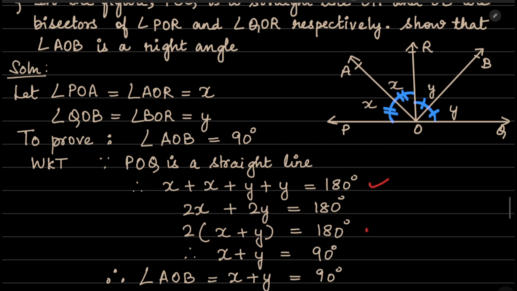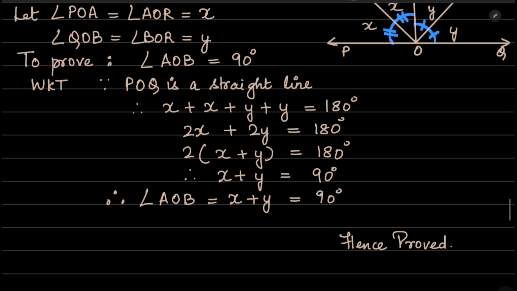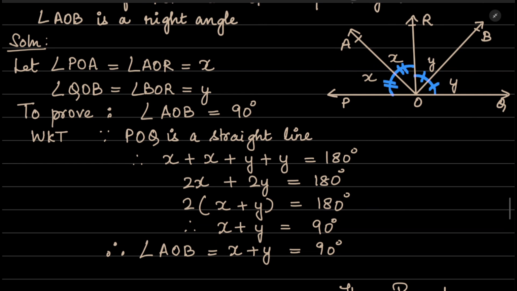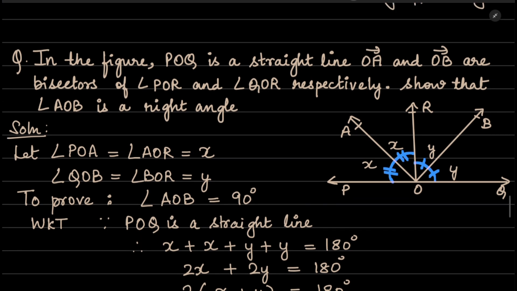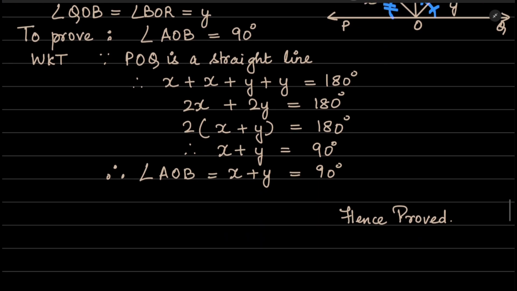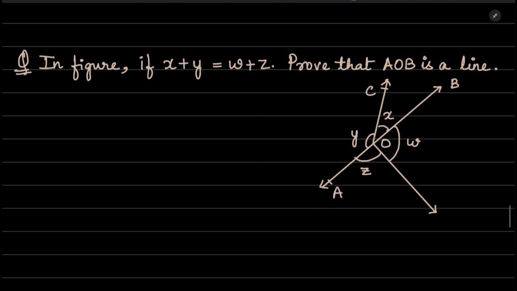It's a very easy problem, but as long as you do such questions, you will become very familiar with them. If you get similar questions in the exam, very close to the ones we are doing, you will definitely be able to do it. So that's all for the question. Therefore, you have proved that angle AOB is a right angle. Okay, let's move on to the next question.